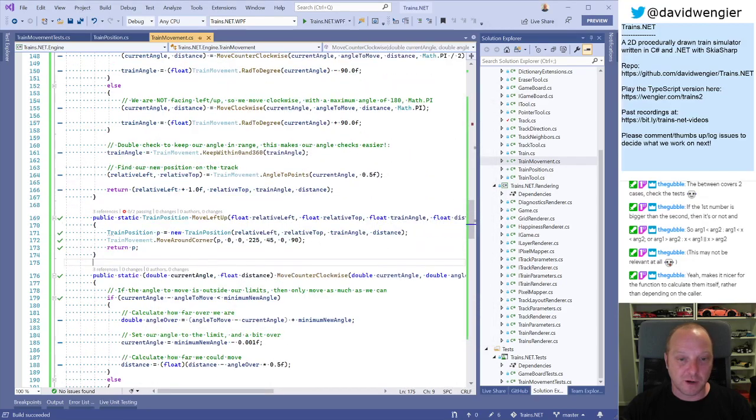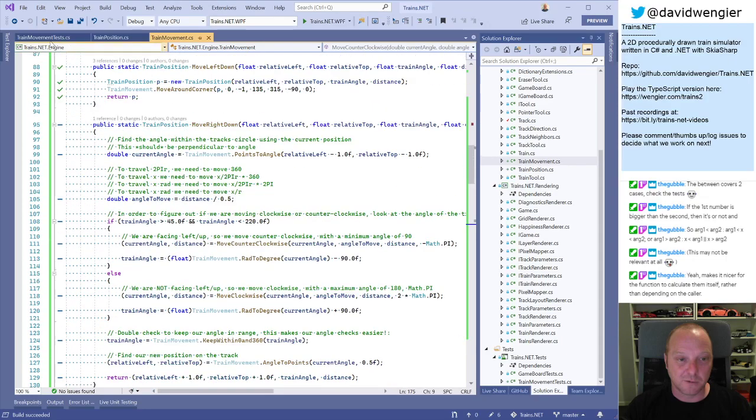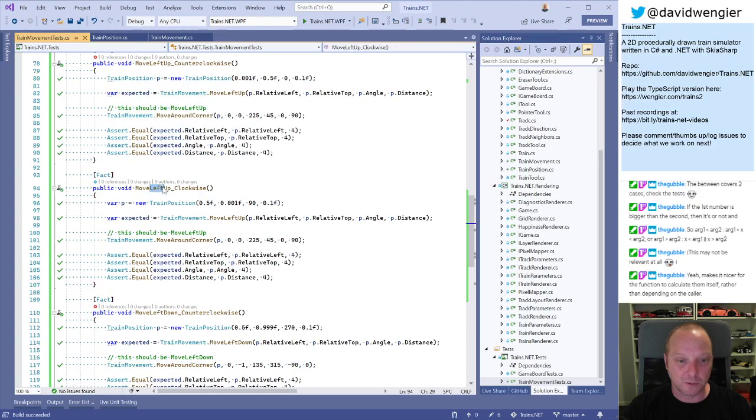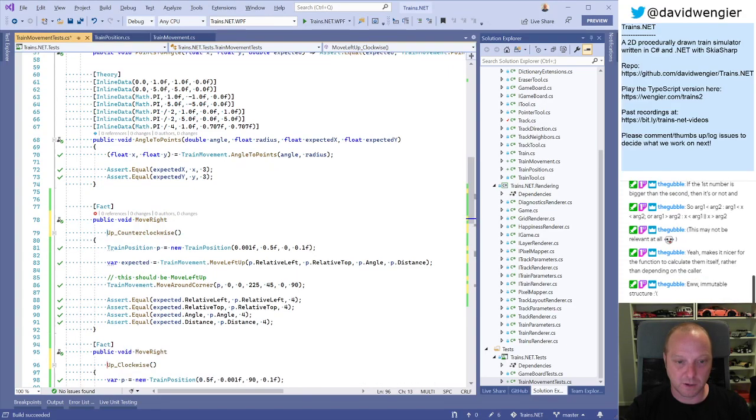Okay, on to move right and move right up and move right down. Okay, so, you know what, since these tests... Well, are these tests useless? Kind of tempted to maybe hard code some values here, but... Nah, they're pretty much useless. Oh, don't do that. So let's just do this. This is move right.